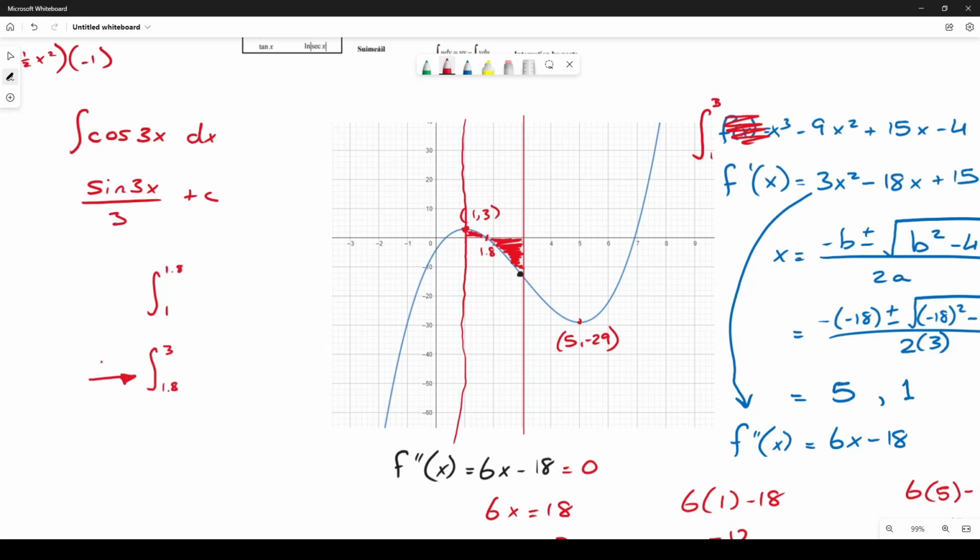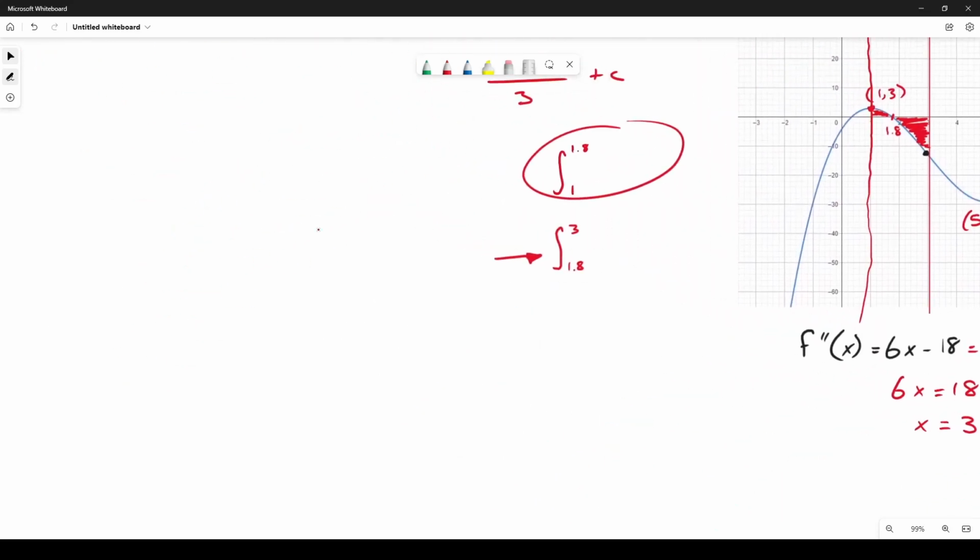You turn that into a positive regardless, because it's negative only because it's underneath, but we don't really care. We care about the area. So you turn it into a positive and add it to whatever you got in the first one. Remember that when you're doing integration with limits, you integrate it with the 3 and the 1.8, and you then do it once where you sub in 3 everywhere you see an x, and then minus, everywhere you see an x, you sub in 1.8.